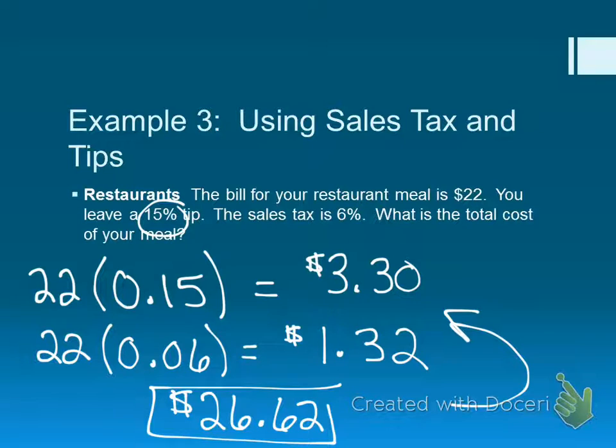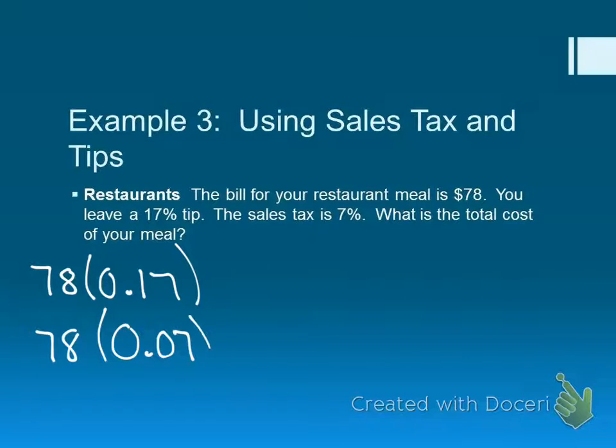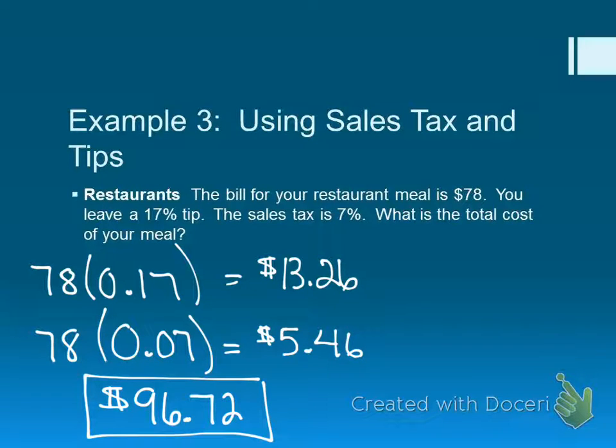Think you can do one? All right, let's give it a shot. Bill for your restaurant meal is now $78. So you're either eating somewhere nicer or you've got more people. Okay, but it's $78. You're going to leave a 17% tip and sales tax is 7%. What is the total cost of your meal? All right, so we take our $78, multiply it by 0.17. Everybody know where I got that from? 17%. And then 78 times 0.07. I get those totals. What's my answer? $96.72. All right, awesome. Great job, guys.